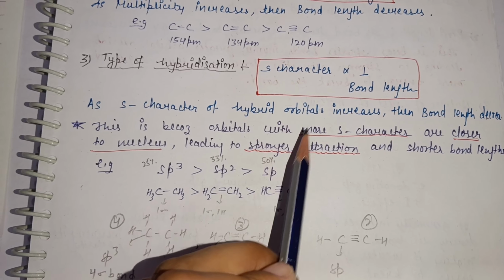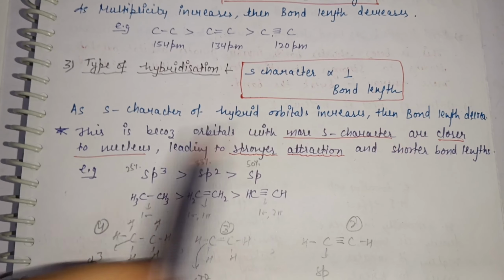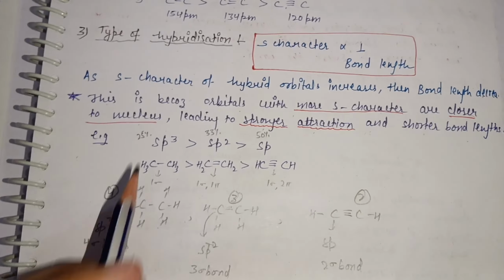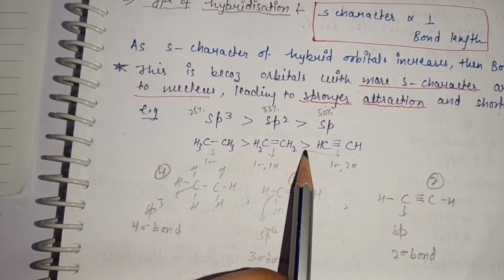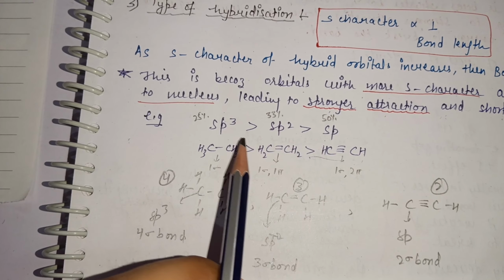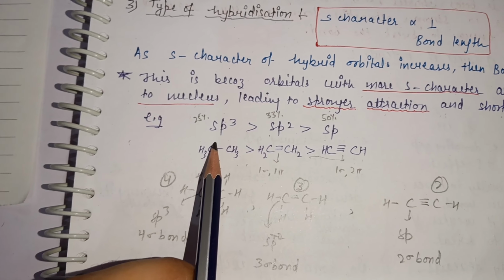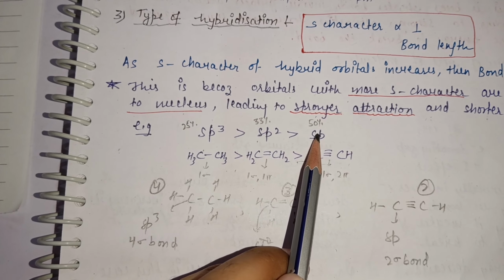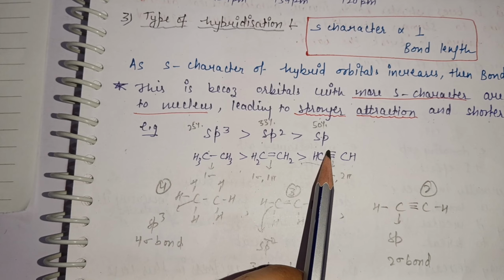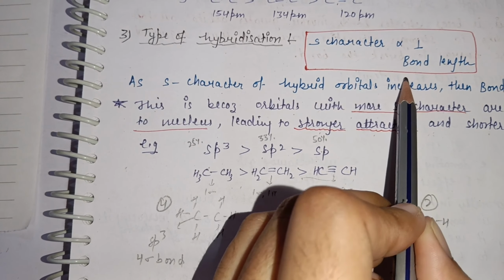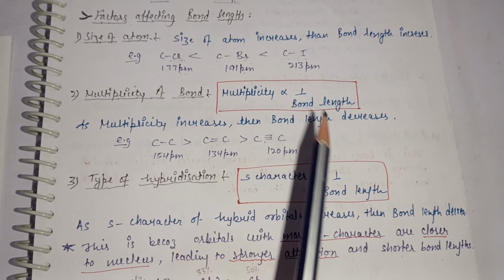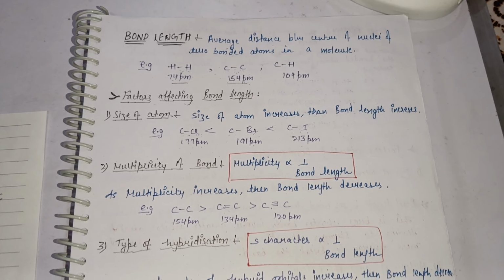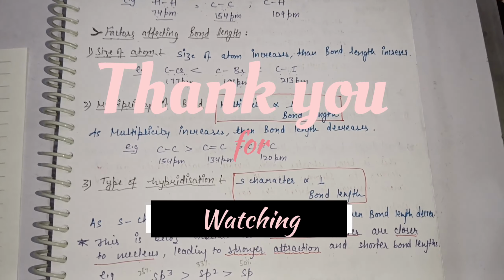This is because orbitals with more S character are closer to the nucleus, leading to stronger attraction and shorter bond lengths. The same example we have taken here: 50%, 33% and 25% S character. The more the S character, the closer to the nucleus and the stronger the attraction, so bond length becomes shorter. So S character varies inversely to the bond length, multiplicity also varies inversely to the bond length, and size of atom varies directly to the bond length. These are all three factors which we have studied.